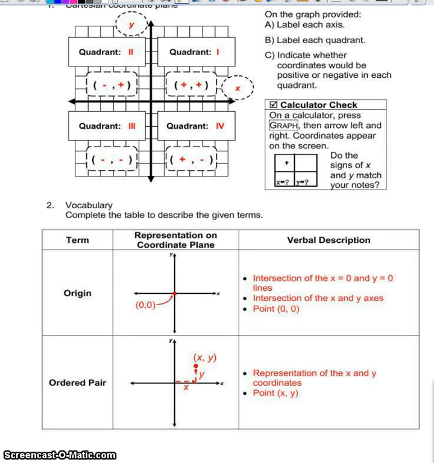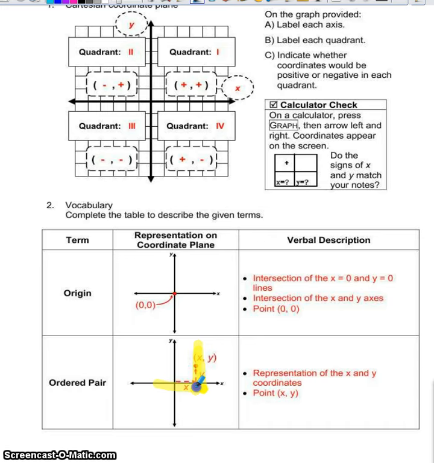Okay, see what my screen says now? For origin, we have the intersection of the x at 0 and the y at 0, or the intersection of the x and y axis are the point 0, 0. For ordered pair, we have representation of the x and y coordinate point, the point x, y. Now what's very critical here, guys, and I want you to highlight when you write it on your screen, is I go over to x first and then I go up to y. So I go over left to right to x, then I go to y up and down.